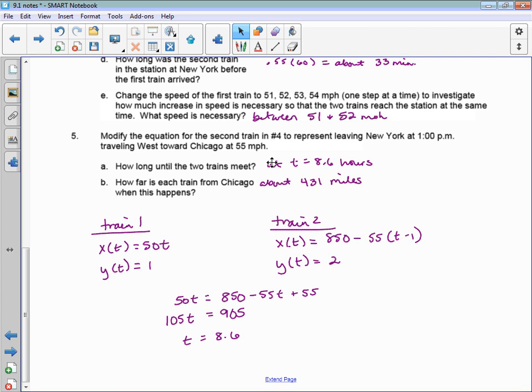Gina? So when I plugged in 8.6 into both equations, I got 430 and 432. Okay, it's just because the 8.6 isn't exact. Yeah, either one is fine. Yep. Okay, questions? Easy day 1 of notes?